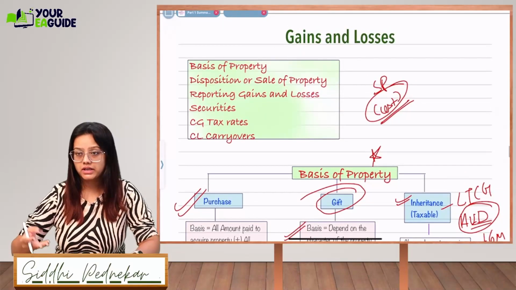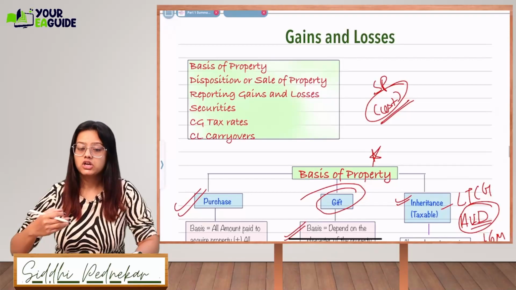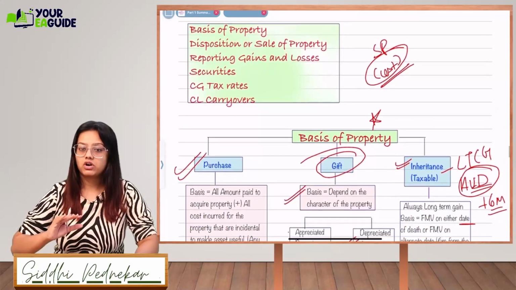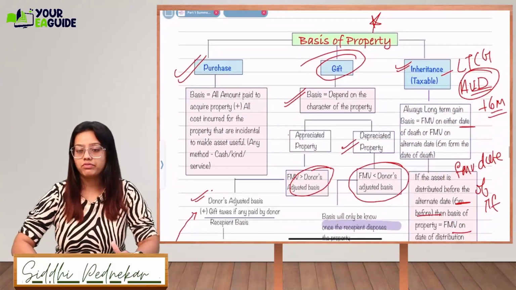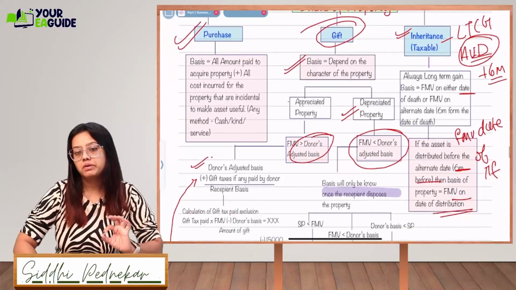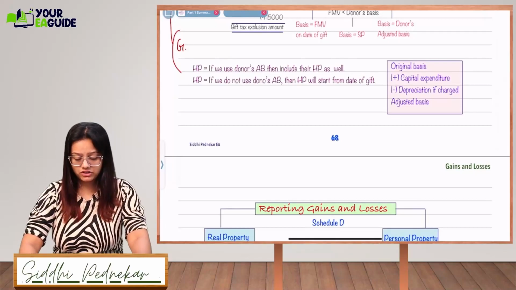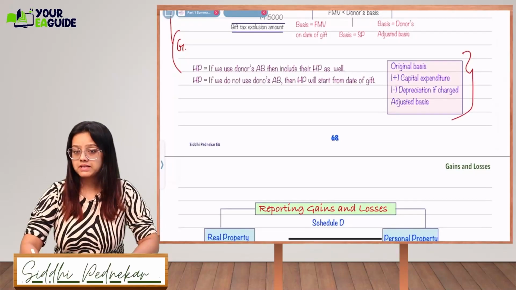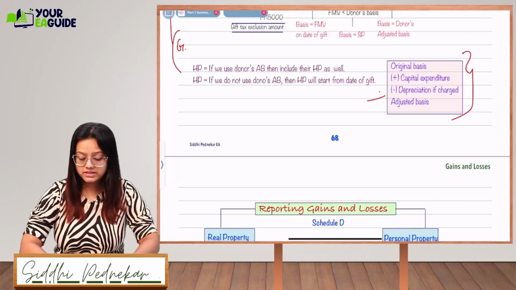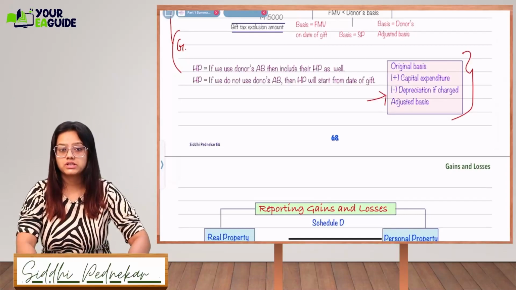What do you mean by capital gain? Sales price minus cost, right? So that's why you need to identify very well what the basis of the property is. And third is inheritance. It will always be taxable as long term. Okay, this is the calculation: original basis plus capital expenditure if you have incurred, minus depreciation, is called your adjusted basis.